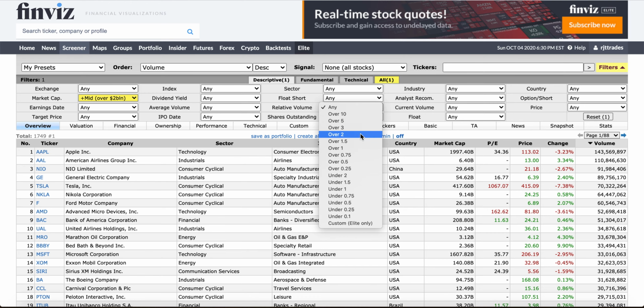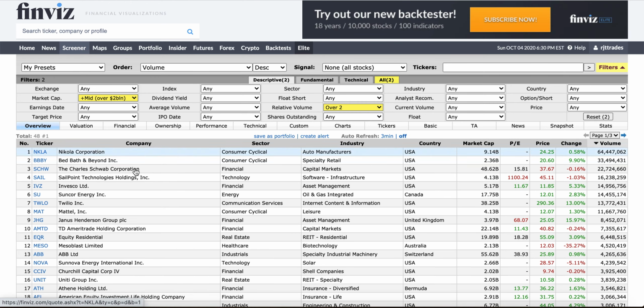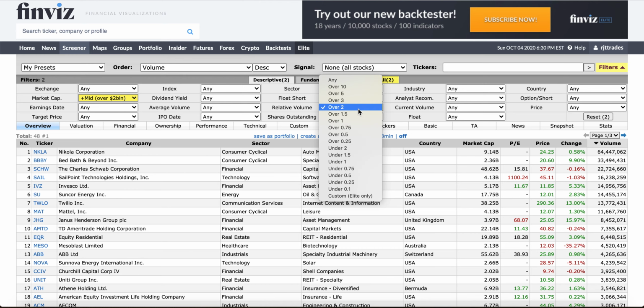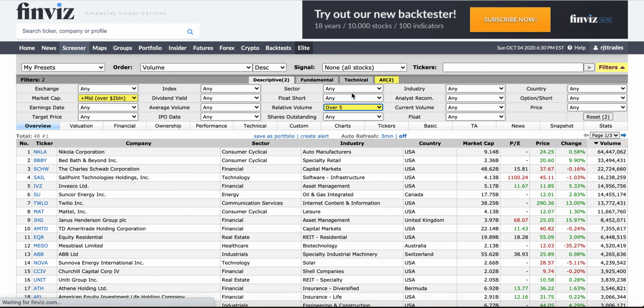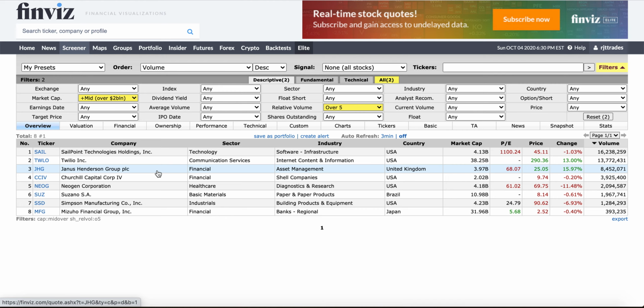So let's look at it, you can just do over 2. If you do over 2, there are just 48. Nikla has a lot of scandal going on and some good news, bad news, which is why it's up, right? If you want to be more aggressive, you can even do 5, and you just have 8. For example, Twilio had their investor day on Thursday, and they raised their guidance or their growth rate, and you can see that they were up 13%, right? G, never heard of this company, but something happened with them, and it looks like they are up 15.97%. So you can see that, right?